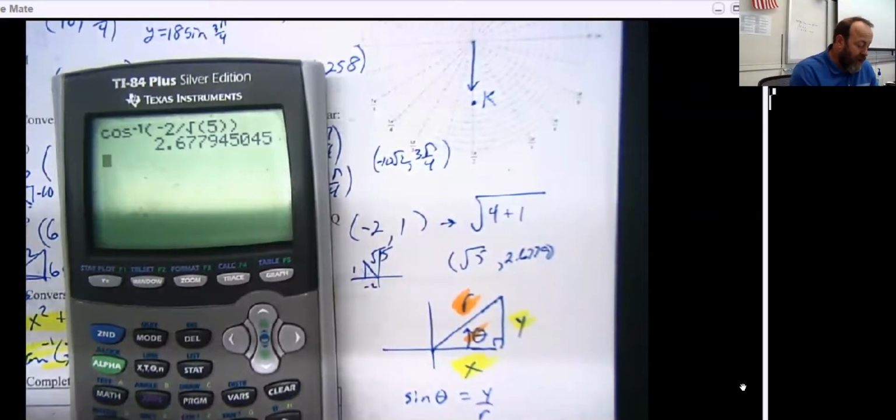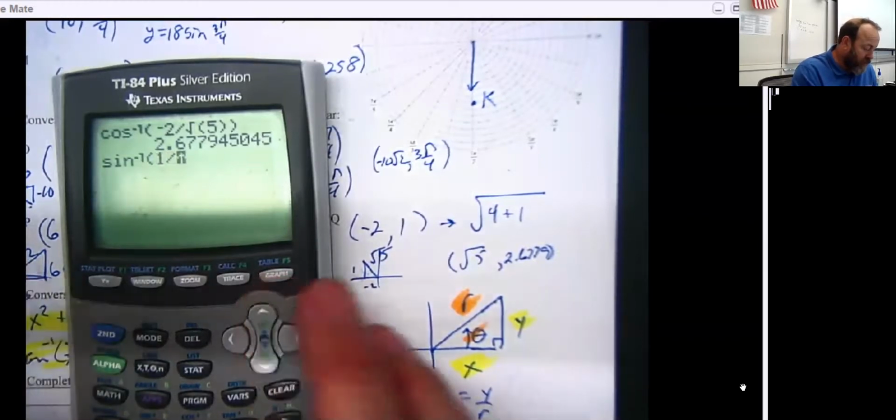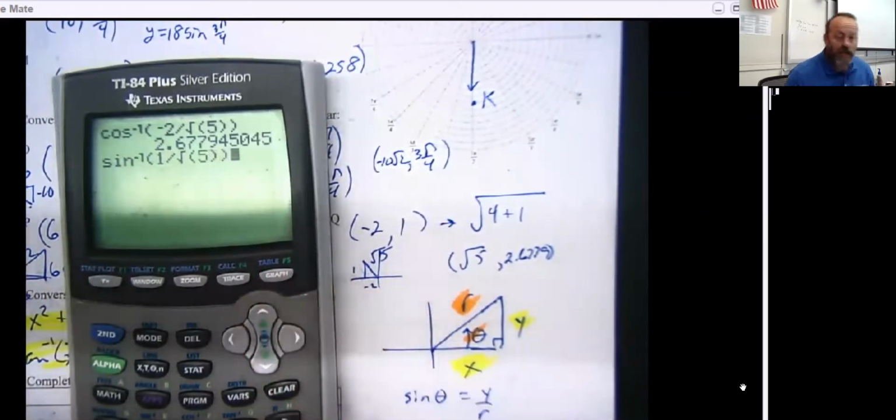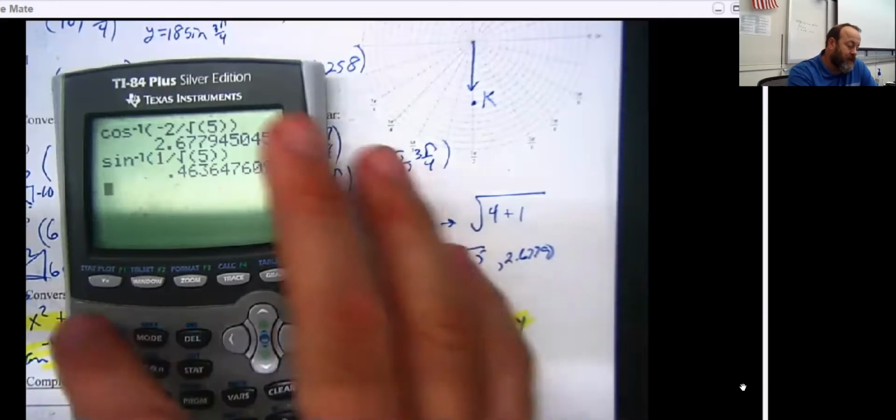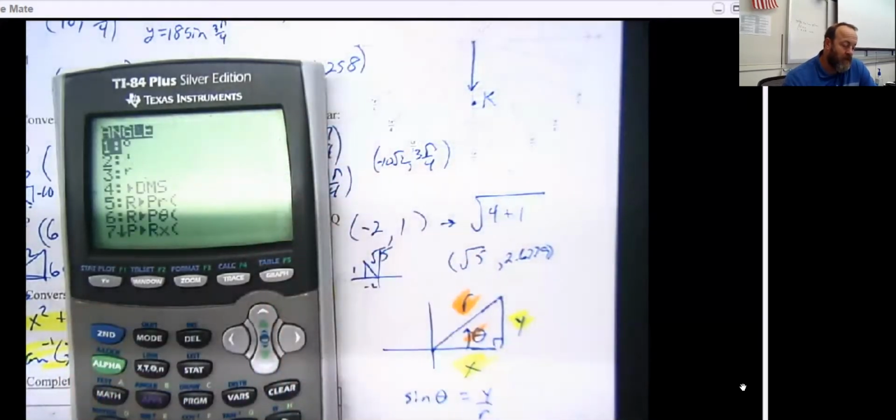Now notice that if I had tried the inverse sine of 1 over √5, which seems like it would be a good idea, the problem is my calculator believes that the inverse sine has to be in quadrants 1 or 4. Well, you can see how this could get a little bit tricky. It gave me the wrong answer. So it is nice that they have built into our calculator something a little bit special. I usually hesitate to show this to people, but here it is.